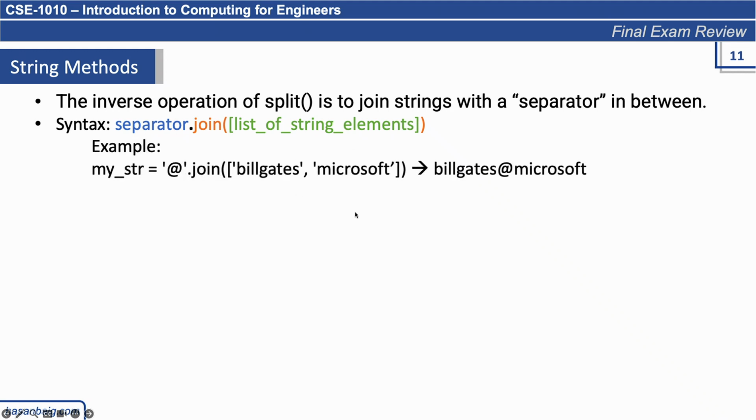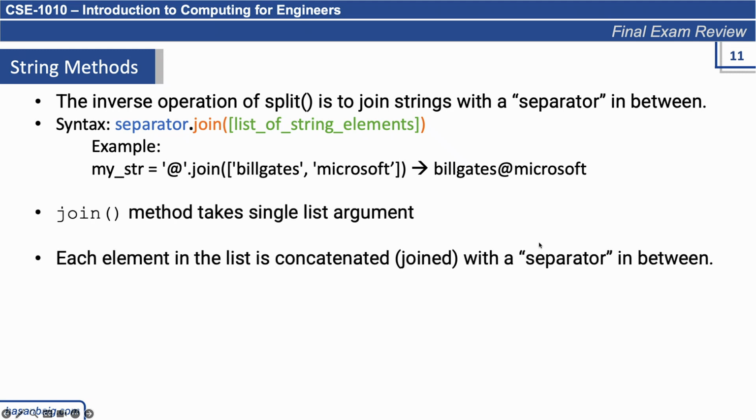The example here is again the same thing that we have discussed before. So Bill Gates, Microsoft, there are two elements in the list, and we are specifying @ as a separator. It will first read the first element in the list, Bill Gates. It will insert the @ symbol, and then we have Microsoft. If we had another element in this list, let's say USA, it would create the string Bill Gates @ Microsoft @ USA. Okay. The join method takes a single list argument, as I have mentioned, and each element in the list is concatenated with the separator in between.